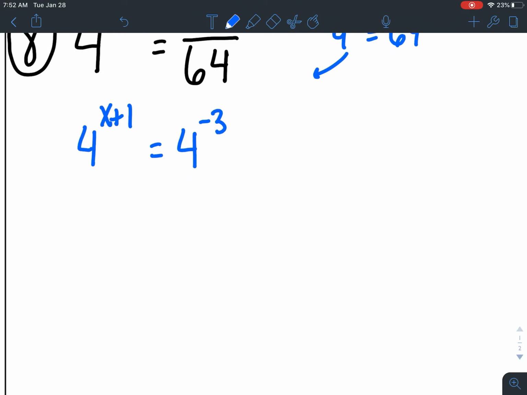Now, same thing I've been doing, I set my exponents equal to each other. x plus 1 equals -3. I subtract 1, and I get x equals -4.